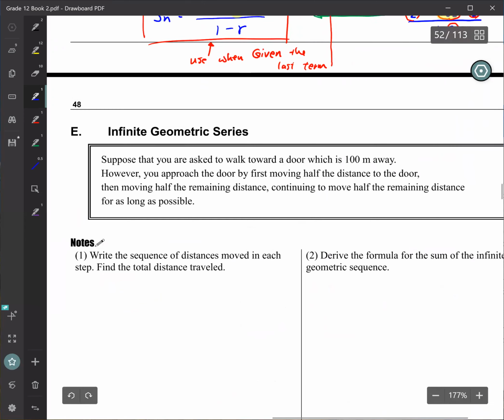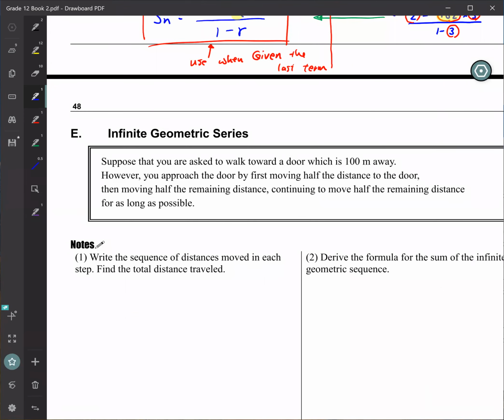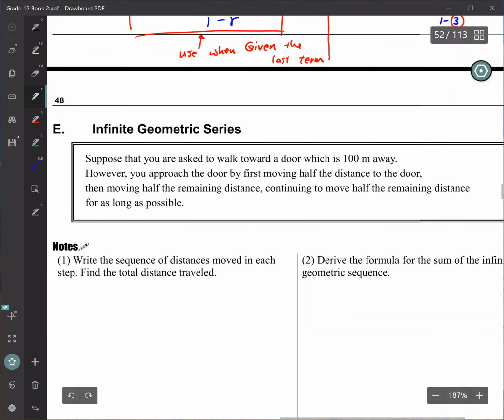So let's have Eric, can you help us read this out? Suppose that you are asked to walk toward a door which is 100 meters away. However, you approach the door by first moving half the distance to the door, then moving half the remaining distance, continuing to move half the remaining distance for as long as possible. Okay, for as long as possible means infinite, right? You keep doing the same pattern forever, all right?